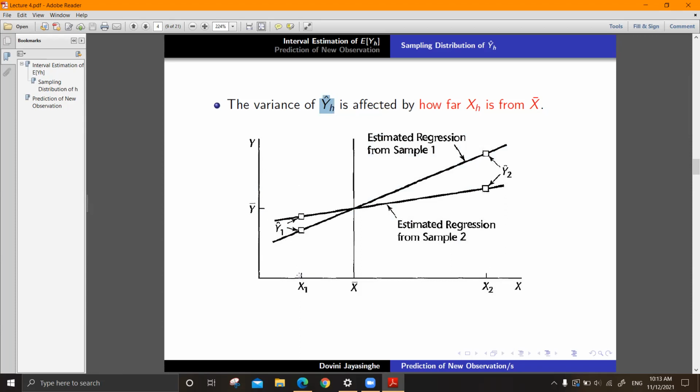So for a particular given x, there could be several y's, several responses, which means it has a variance, it has a spread. Variance means it has variability. It is different. It is not the same. It is not coinciding in the same point, right? So the variance of Y_h hat is affected by how far X_h is from X bar.